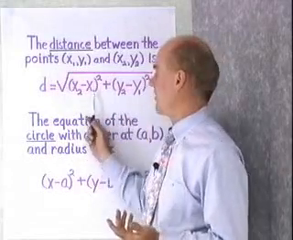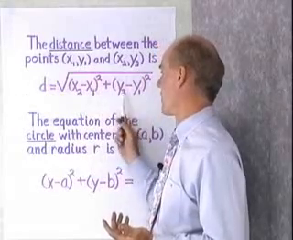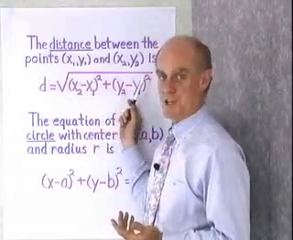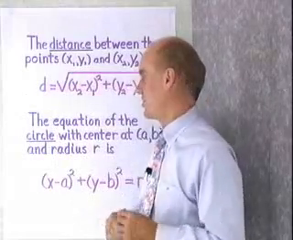Or in other words, find the difference of the x-coordinates, square that, find the difference of the y-coordinates, square that, take the square root of the sum of what you get, and that's the distance between the 2 points. Real nice simple formula to use.